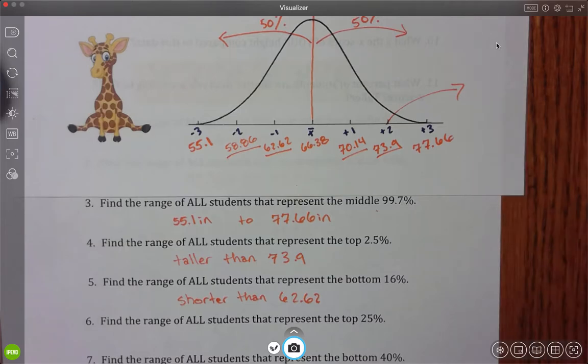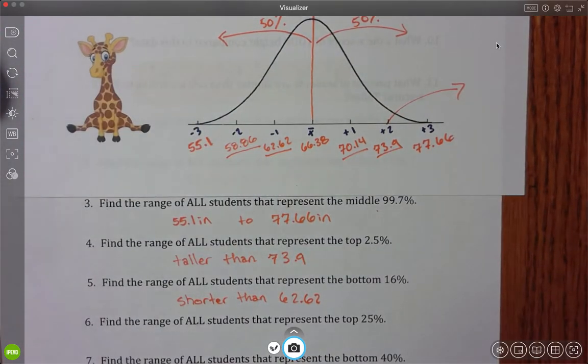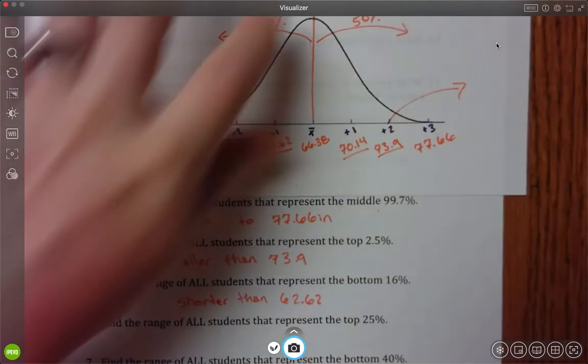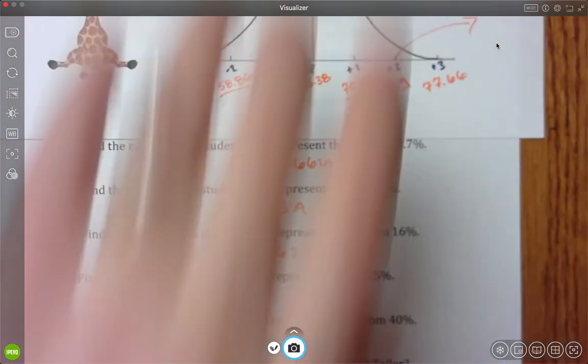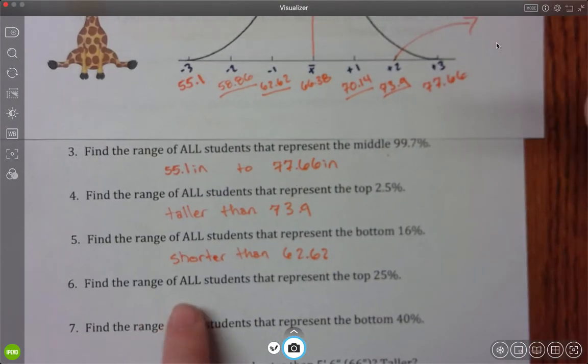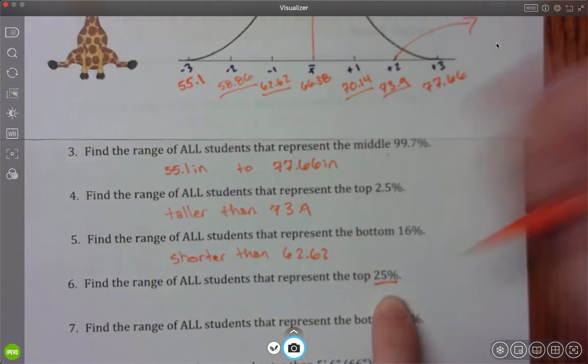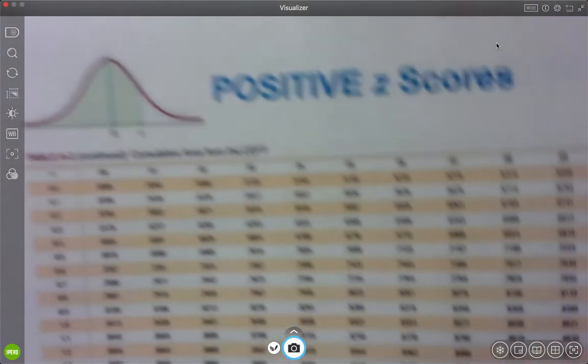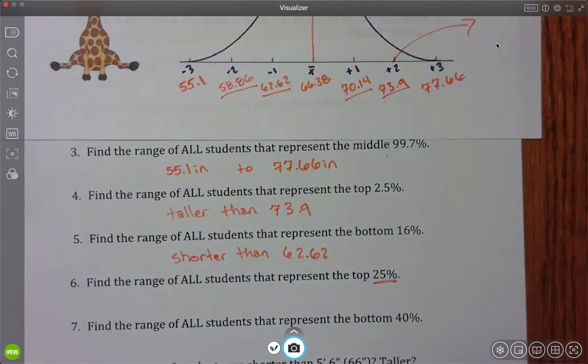Now this is where it gets a little bit different, and this is where we can't use the empirical rule. This is where the stats stuff comes into play. All right, find the range of all students that represents the top 25%. This is where we're going to start to use our positive negative z-score table.